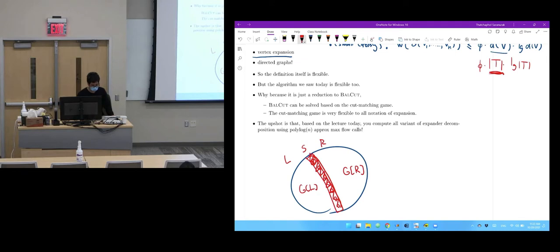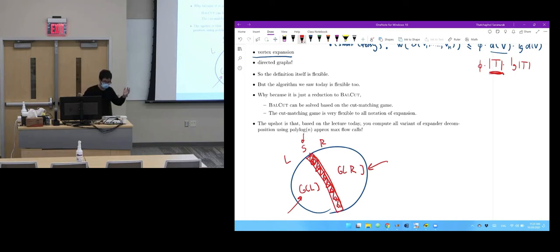There is some choice to be made here. Actually, do we want to recurse on G of L union S and G of R union S or not? There are some choices to be made, but let's say for simplicity that we really just recurse on the two sides where we destroy S. When we find a sparse cut, we just remove the separator. Okay.